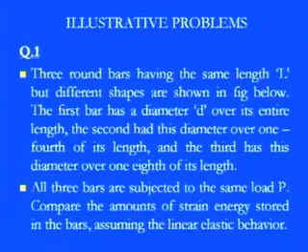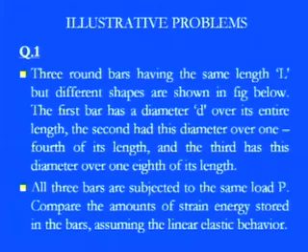Coming now to some numerical problems. The first numerical problem we have taken up has three round bars having the same length. All three bars have the same length L, but the only key change is that they have different shapes, which I will show in the next slide. The first bar has the diameter d over its entire length, a uniform cross-sectional diameter. The second has diameter d over 1/4 of its length, and the third has diameter d over 1/8 of its length.